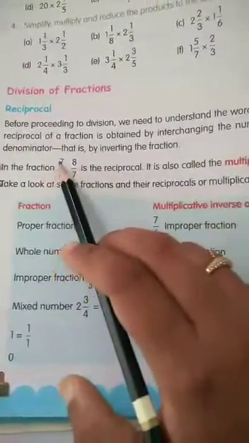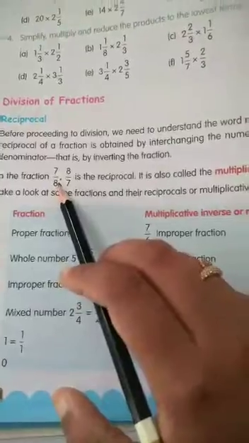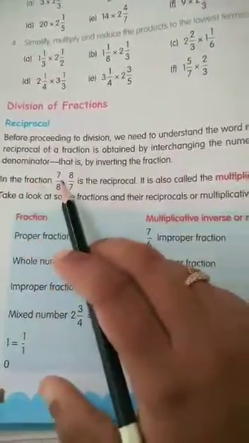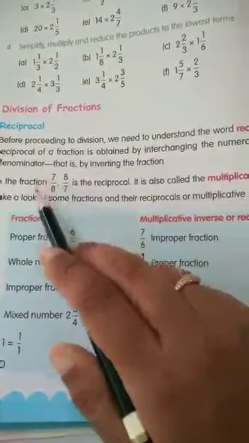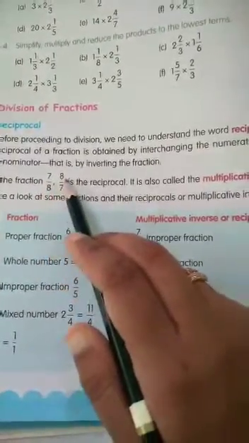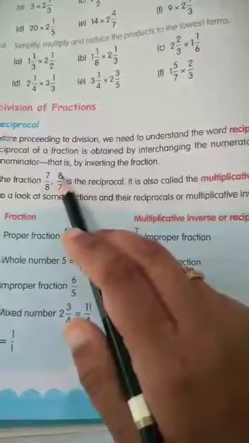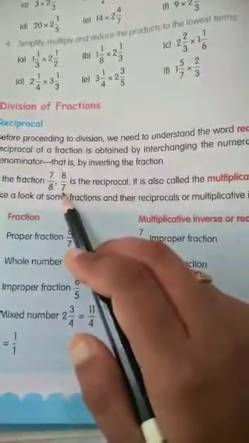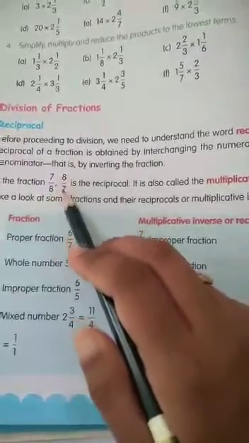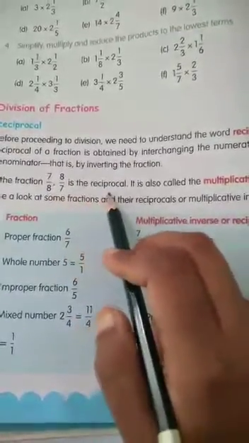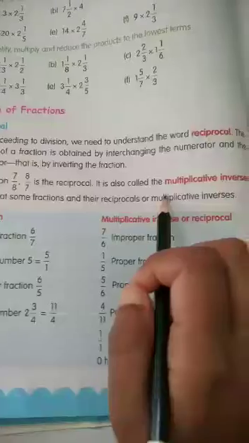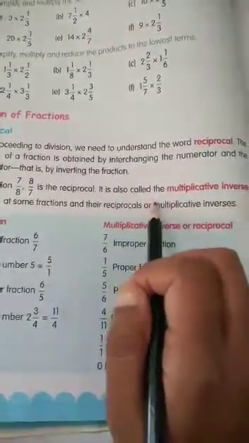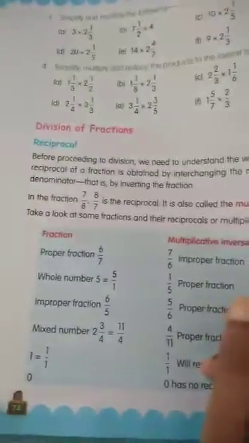So this is the fraction 7 by 8. What we are doing here is interchanging the numerator and the denominator. 7 here is the numerator and 8 is the denominator, but we are interchanging them. Now the denominator becomes the numerator and the numerator becomes the denominator. 7 by 8, 8 by 7 is the reciprocal. It is also called the multiplicative inverse.